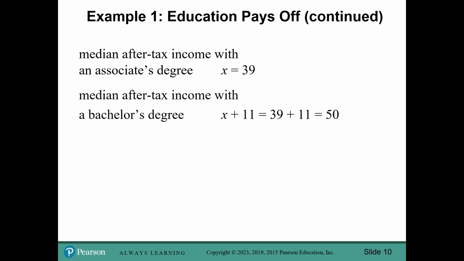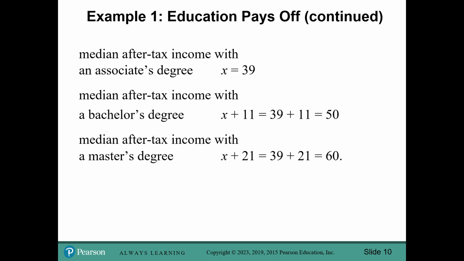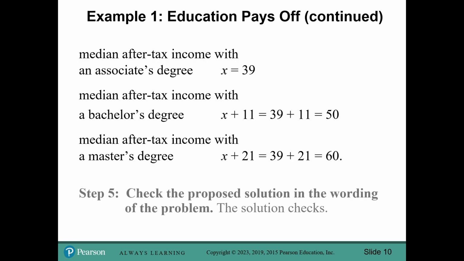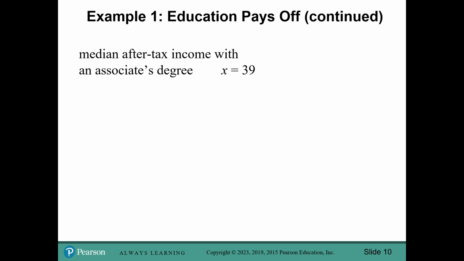So, median after-tax income of an associate's degree is 39. Median after-tax income with a bachelor's degree is X plus 11 equals 39 plus 11 equals 50. And median after-tax income with a master's degree is X plus 21 equals 39 plus 21, which is 60. Okay, we want to check the proposed solution in the wording of the problem. And when we do that, we see that the solution checks. So we got X is 39, 50, and 60.